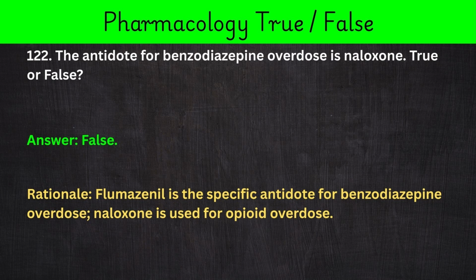122. The antidote for benzodiazepine overdose is naloxone. True or false? Answer: false. Rationale: flumazenil is the specific antidote for benzodiazepine overdose. Naloxone is used for opioid overdose.